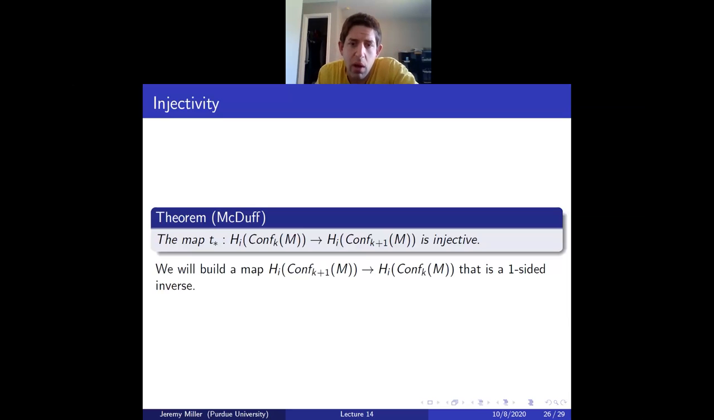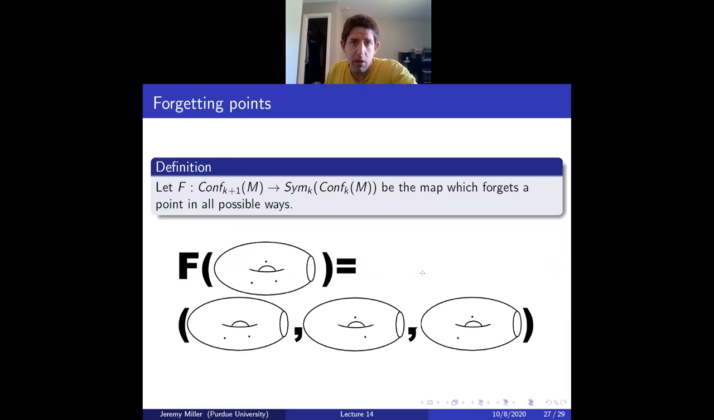So what do we want to do? You basically want to build a one-sided inverse. You want a way of taking a homology class in the configuration space of k+1 points and building a homology class in the configuration space of k points. So if the points were ordered, then you can just say, okay, I'm going to forget the (k+1)st point and get a map from the configuration space of k+1 points to the ordered configuration space of k points.